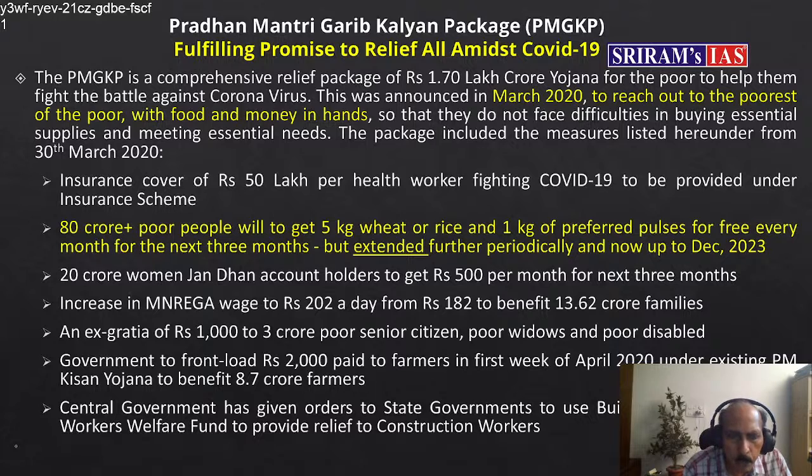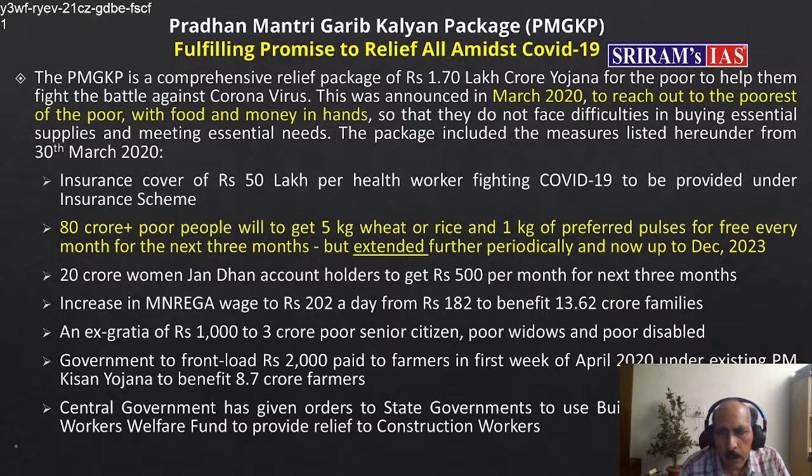And under this package, 5 important components were there. One is obviously insurance cover of rupees 50 lakh per health worker fighting with COVID-19 to be provided under the insurance scheme. That is part of the package. The second, which is shown in the yellow line, is important for us for this particular topic. That is, the 80 crore plus poor people will get 5 kg of wheat or rice as per their choice, and 1 kg of preferred pulses for free every month for the next 3 months.